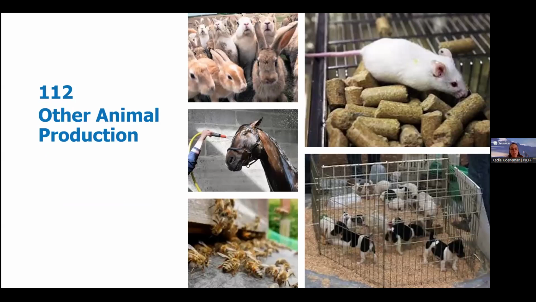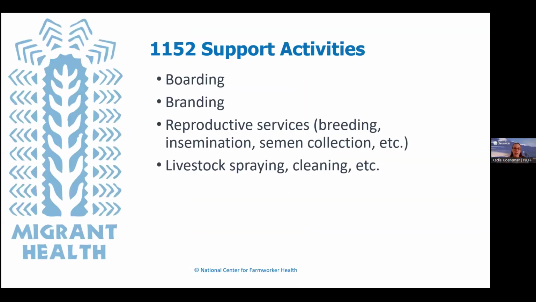There are some other animal production types that might not be commonly thought of, but are also included. And that's things like horses, donkeys, llamas, bees, crickets, and worms, fur-bearing animals, lab animals, and companion animals like dogs, cats, and birds. And then we have our support activities for animal production, and that includes things like boarding, branding, reproductive services, livestock spraying and cleaning, and things of that nature.